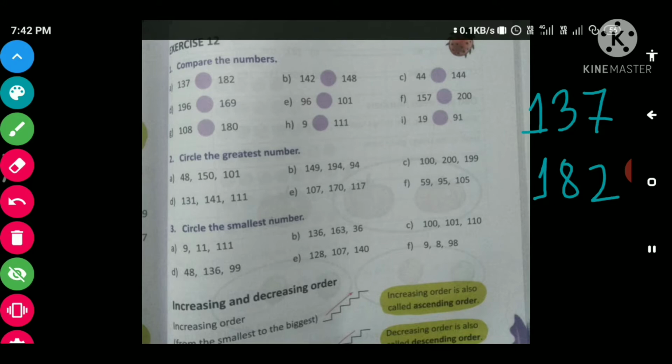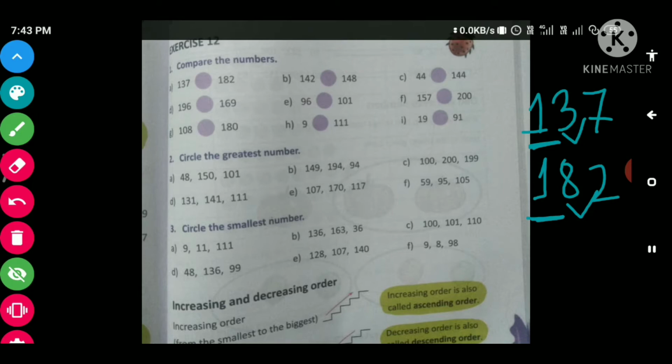So now we'll apply the second rule. What is the second rule? We'll see the highest place value. This one is in the 100s, so we'll see the 100 place value. In both numbers, 1 is common in the 100 place. So the same number is there in the 100 place, right? Now what we will do is see the next value. If the same values are found in a particular position, we will choose another place value.